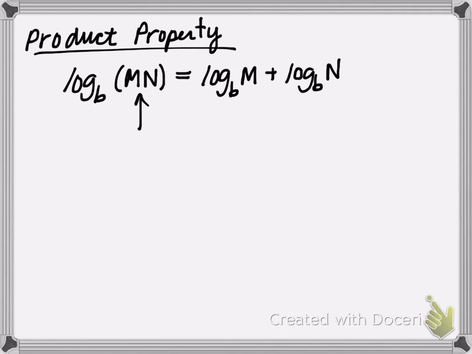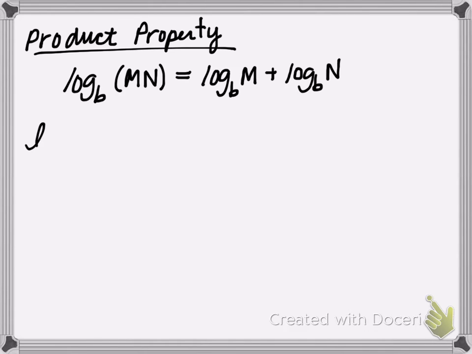So this is what the product property says, but we want to go through a little mini proof of why this is true. Again, we see that we have multiplication here in the argument. So I'm going to rewrite m and n.